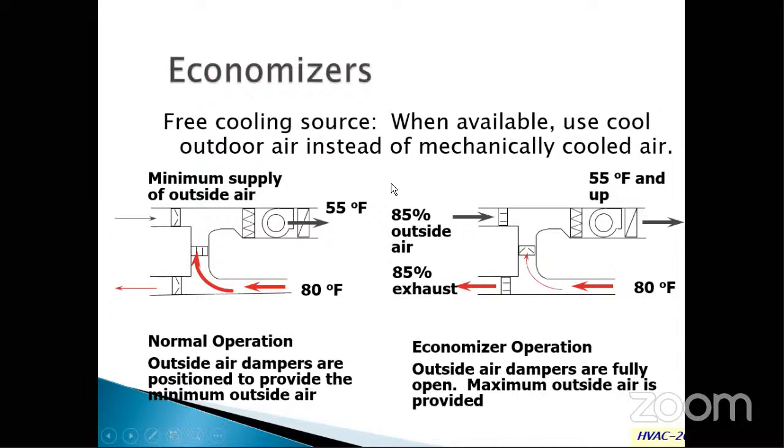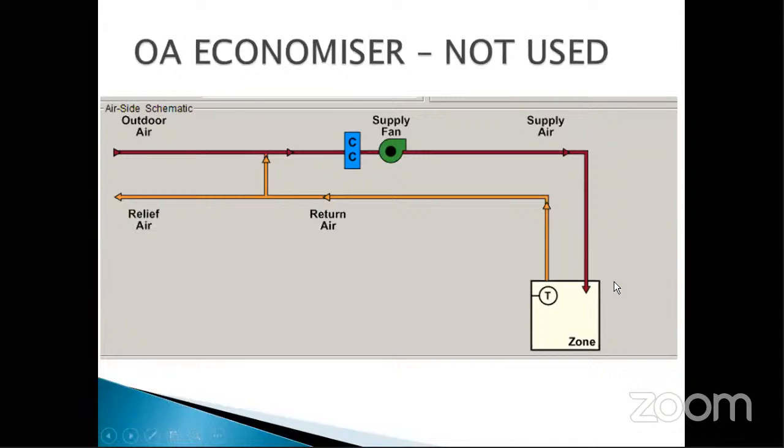So the economizer provides a free cooling source when available. If outside temperature is cool, then you may give maximum fresh air. And when outside temperature is harsh, then you may provide minimum outdoor air. As you can see here, this is the space. If an outside air economizer is not used, you are supplying cool air and you are taking only the recommended fresh air.